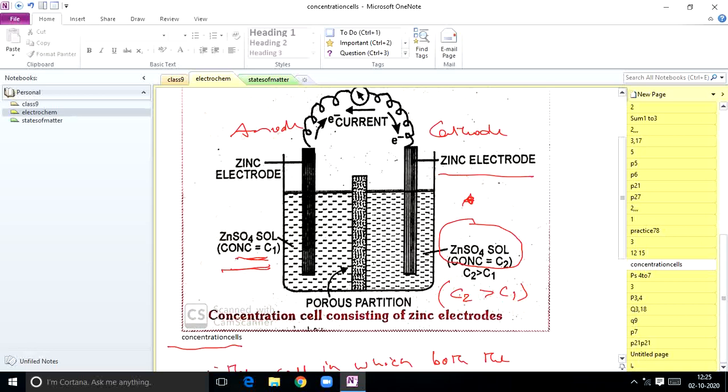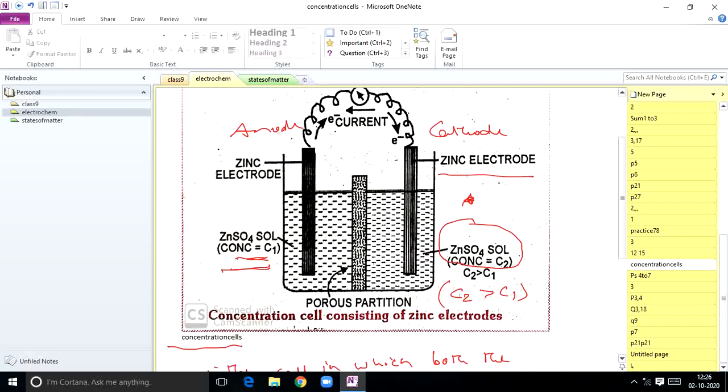Did you understand, students? In a concentration cell, oxidation always takes place on the electrode with lower concentration. Zinc sulfate C1 has lower concentration when compared with the cathode electrode. So oxidation takes place on the electrode with lower concentration, hence it acts as anode. Reduction always takes place on the electrode with higher concentration. It acts as cathode, the positive pole. Did you understand, students?